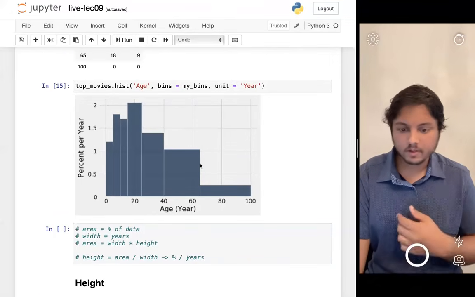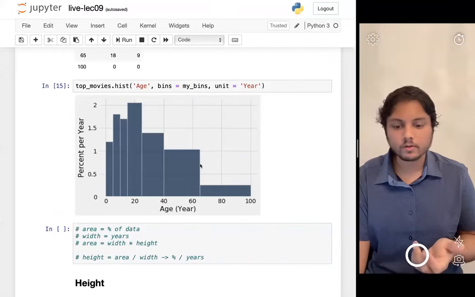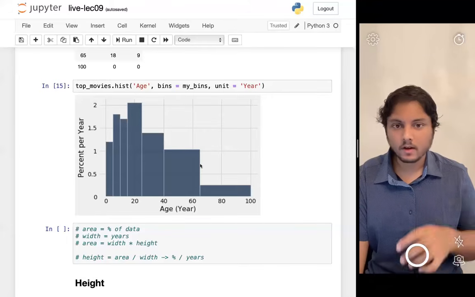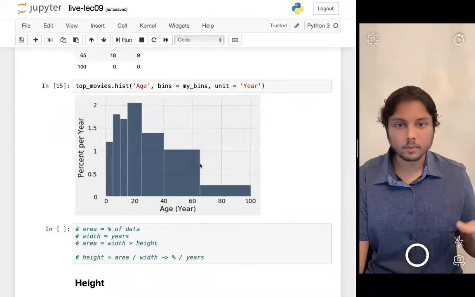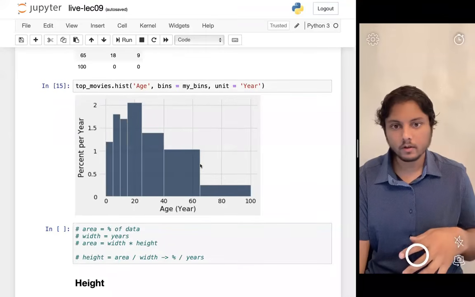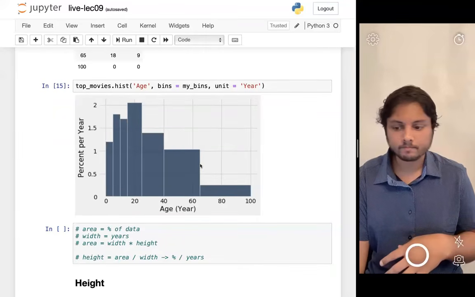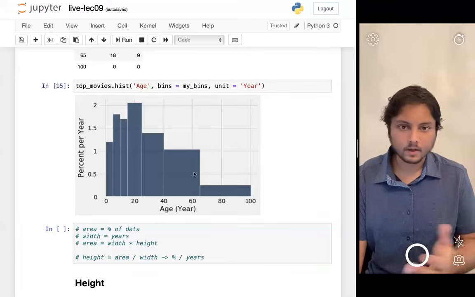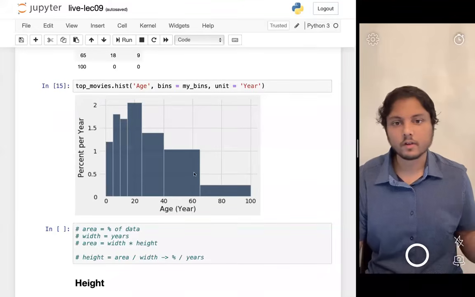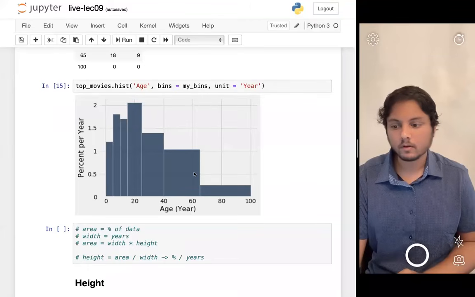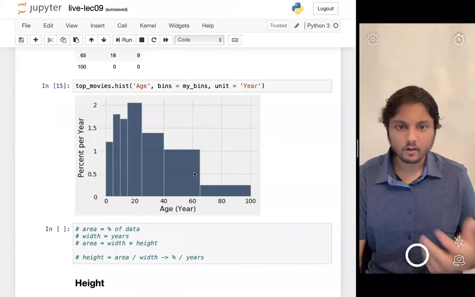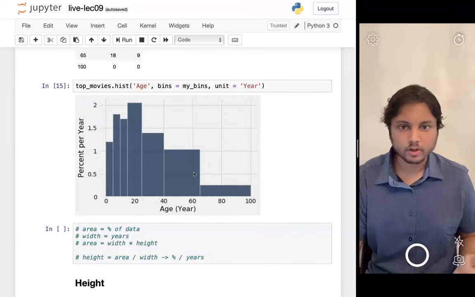What does it mean when you say the area of each bar is proportional to the number of entries in the bin? What that means is, if there are more entries in the bin, the area will be larger. If there are fewer entries in the bin, the area will be smaller. That's because the area represents what percent of all the data is in that bin. So if you have a lot more movies in the bin, the area should be larger.